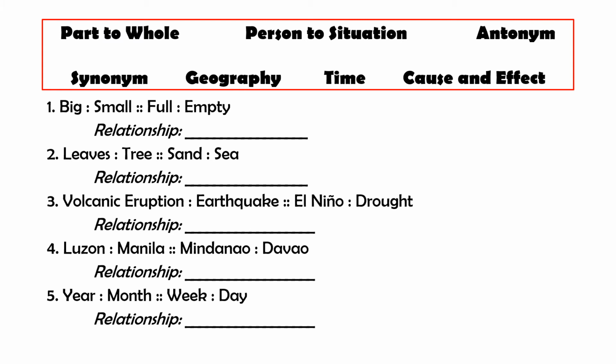effect. Number 1. Big is to small as full is to empty. What is their relationship? Number 2. Leaves is to tree as sand is to sea. What is their relationship? Number 3. Volcanic eruption is to earthquake as El Nino is to drought. What is their relationship? Number 4. Luzon is to Manila as Mindanao is to Davao. What is their relationship?